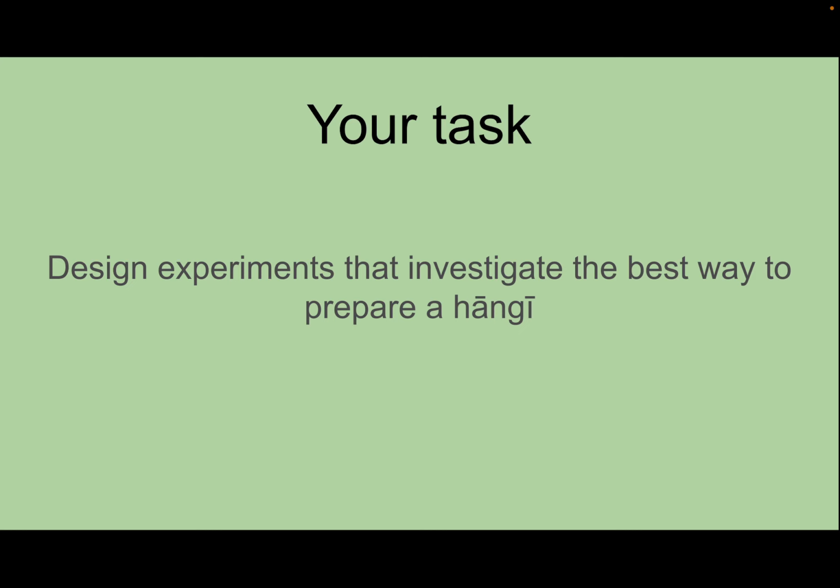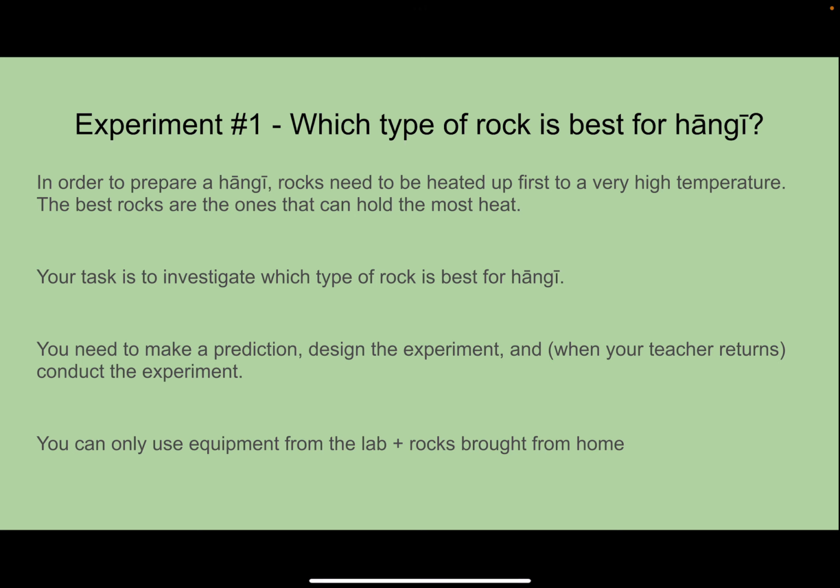So there's two things that I want you to look at. Firstly, which type of rock is best for using a hāngī? Now, you might have a preference already about what rocks you use for hāngī, but you've got to apply that to a scientific method. And for a hāngī, you need to heat up the rocks to a very, very high temperature, get them very hot so that they can release the heat and cook the food. So the best rocks are the ones that can hold the most heat and release it.